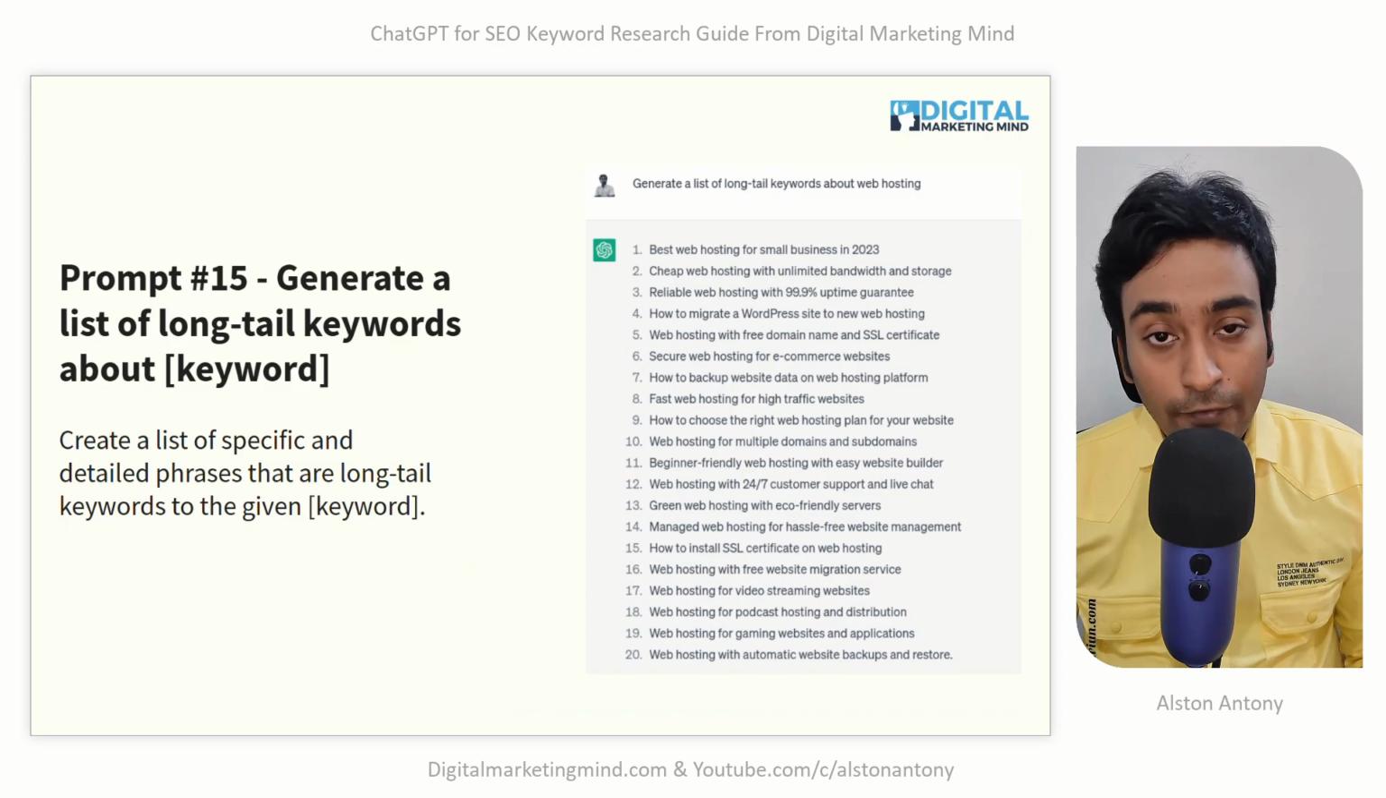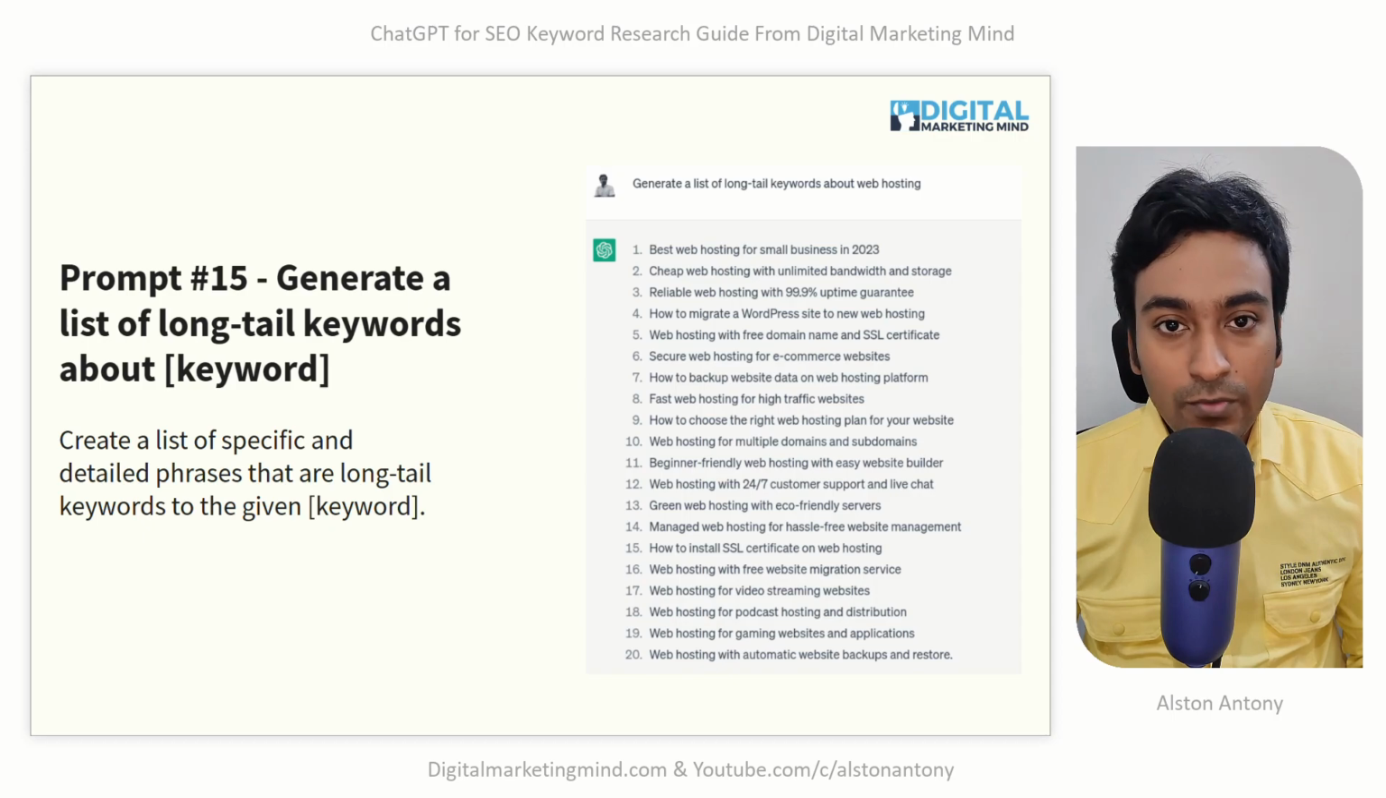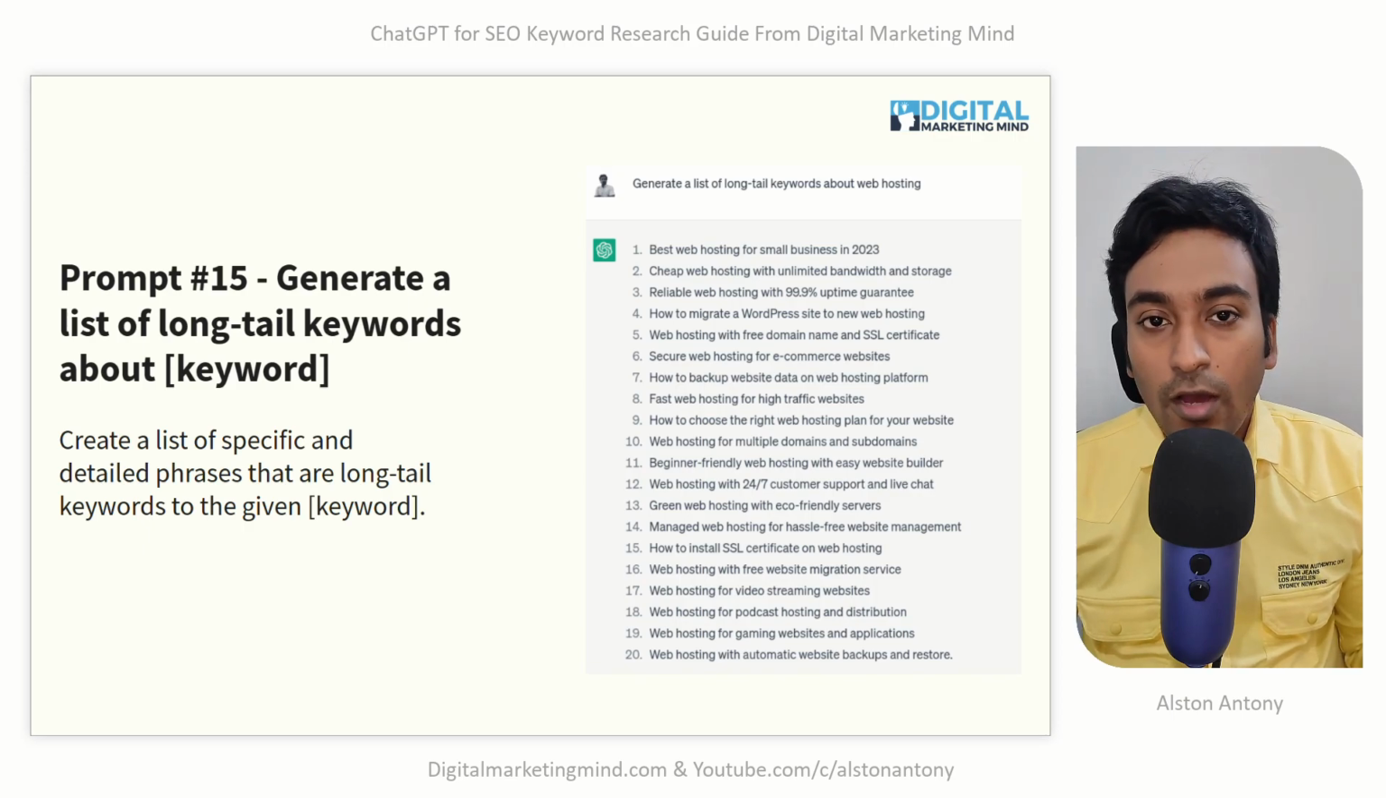Prompt 15 is generate a list of long tail keywords about my topic. This is one of the most popular types of keywords within the SEO industry, because these are usually the low hanging fruits, as we call them in the SEO space, where we are able to rank for these keywords much more easily compared to the main keywords of 1 to 5 words.